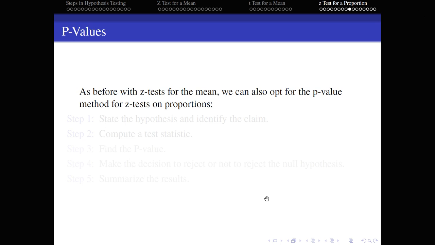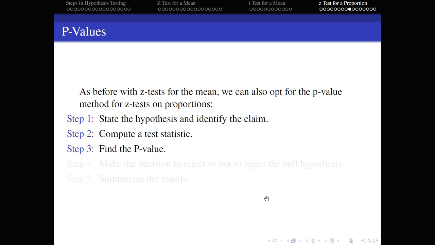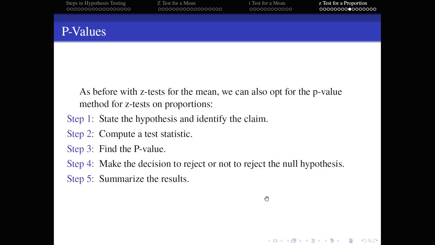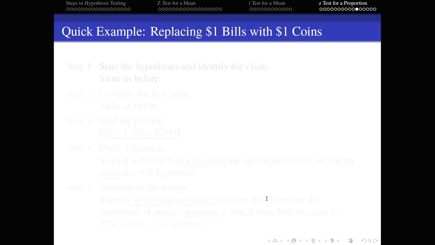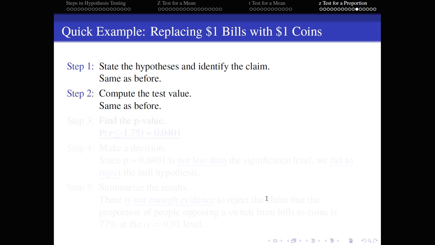As before, we can still incorporate p-values. It looks exactly the same process as we did with both the z-test and the t-test. So looking at this example that we just had, we state the hypothesis, same as before. Test values, same as before. We can look at the p-value.